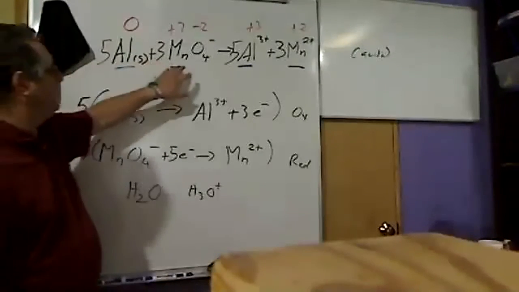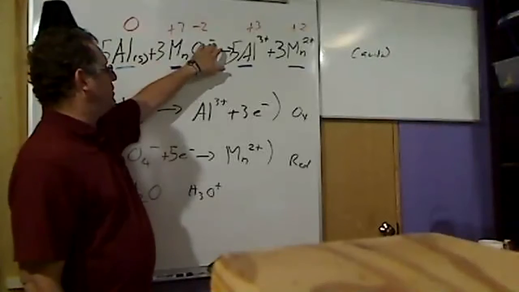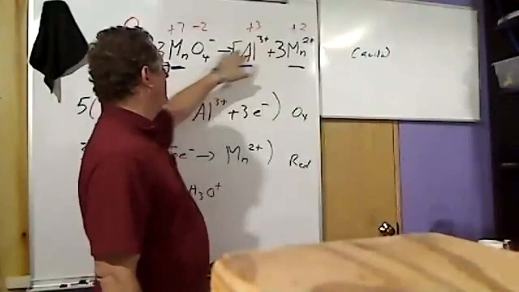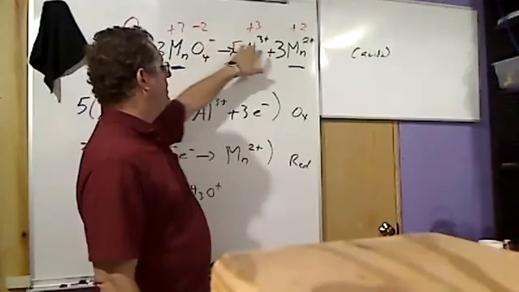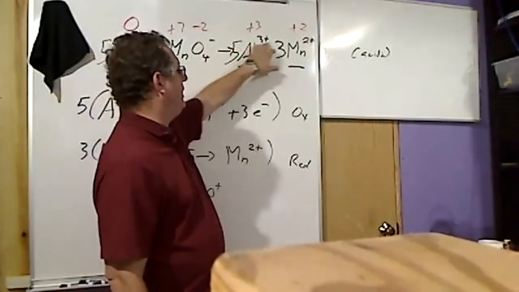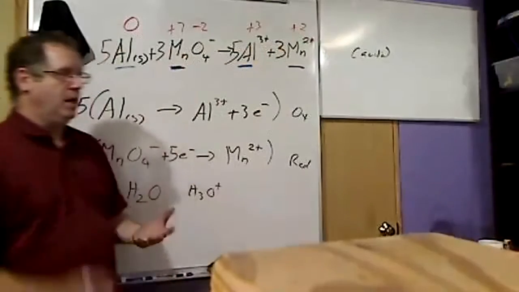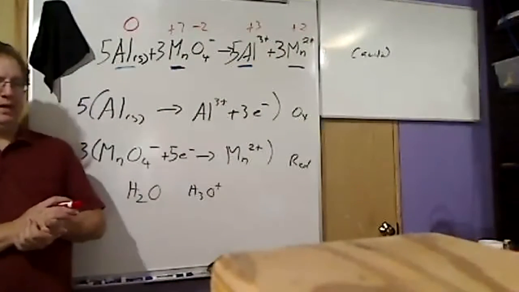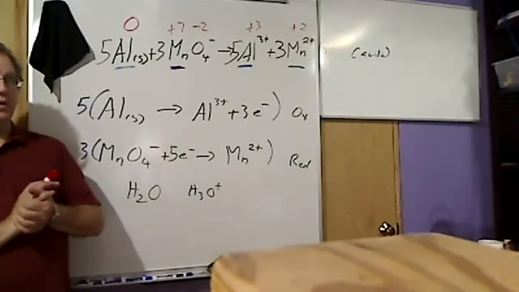0. This has an oxidation number of -1. This has actually a charge of -1. This has a charge of +3. This has a charge of +2. So in addition to looking at the oxidation numbers, I'm going to look at the charges.